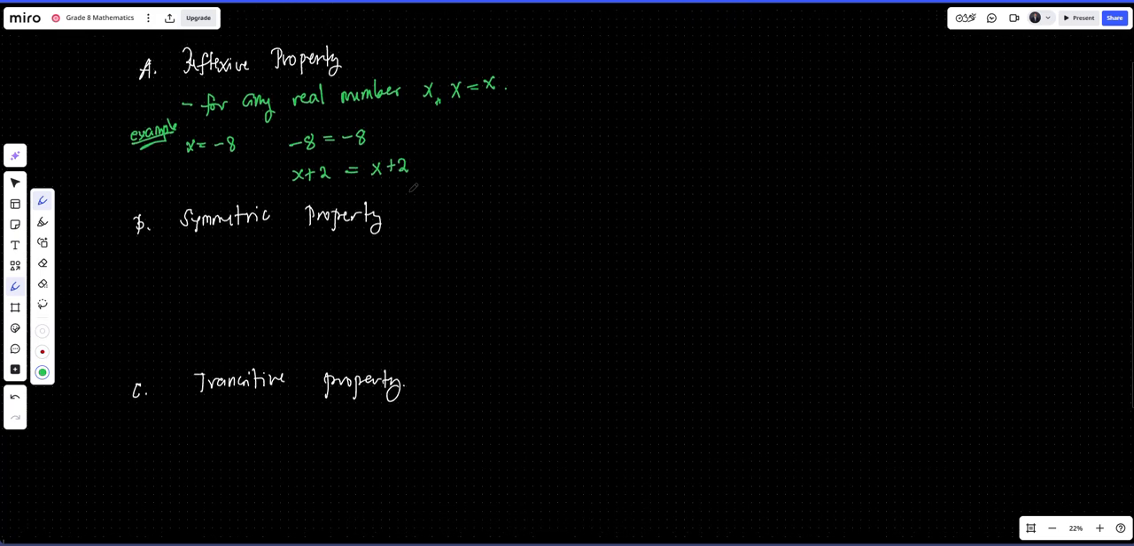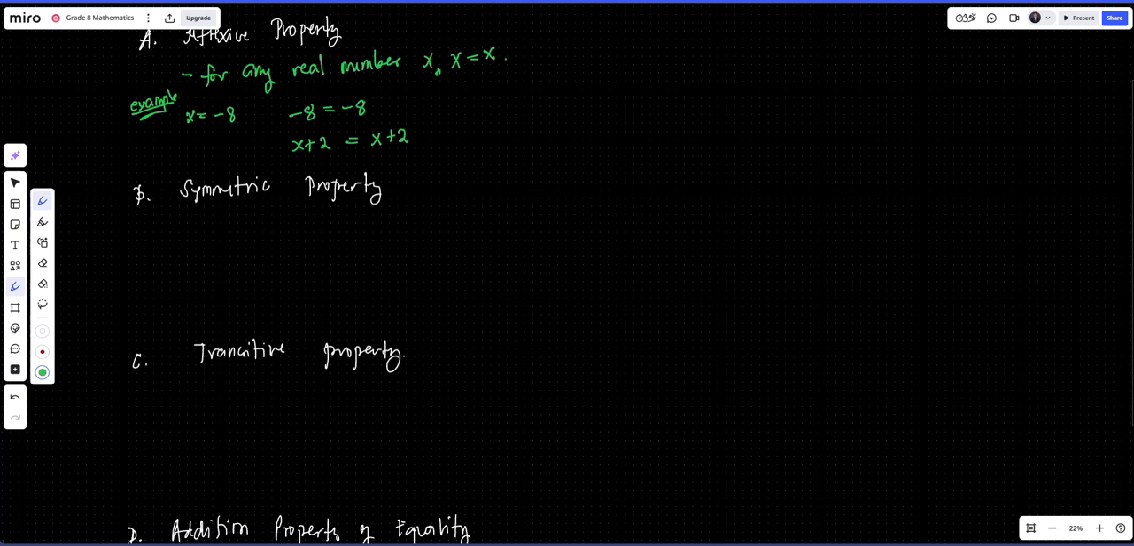Now, let's proceed to the symmetric property. The symmetric property states that for any real numbers a and b, if x is equal to y, then y is also equal to x. It's the reverse. You just flip it, but they still have the same value.